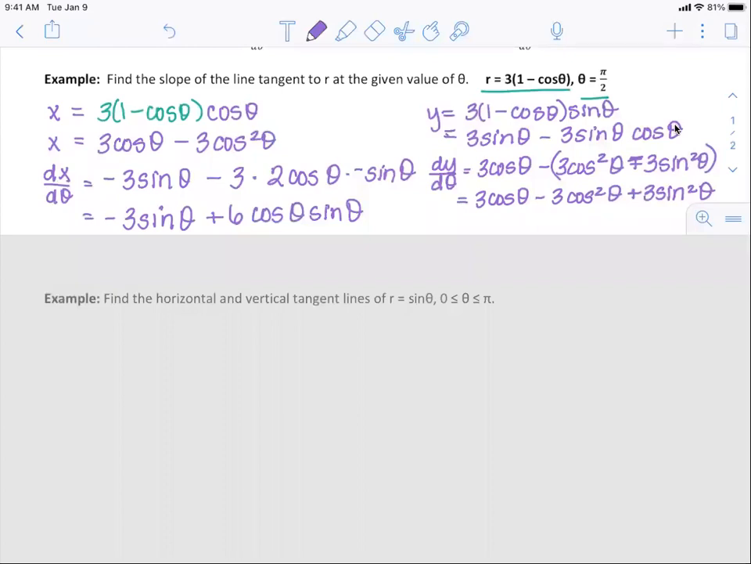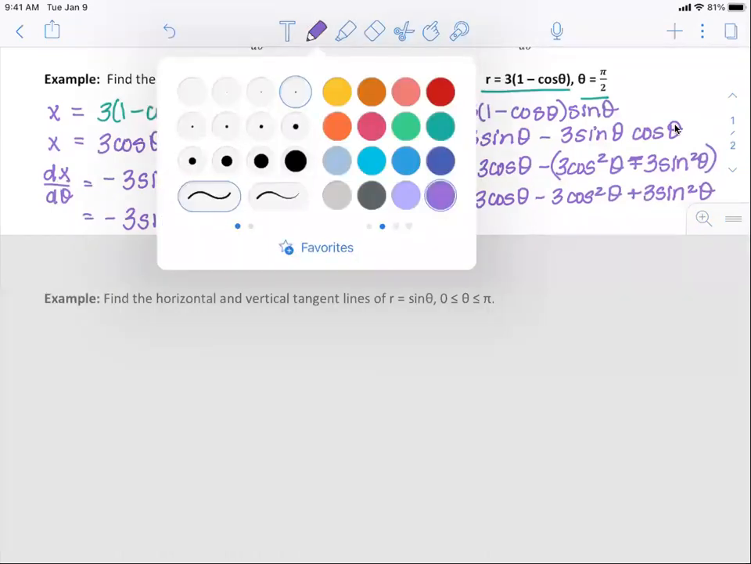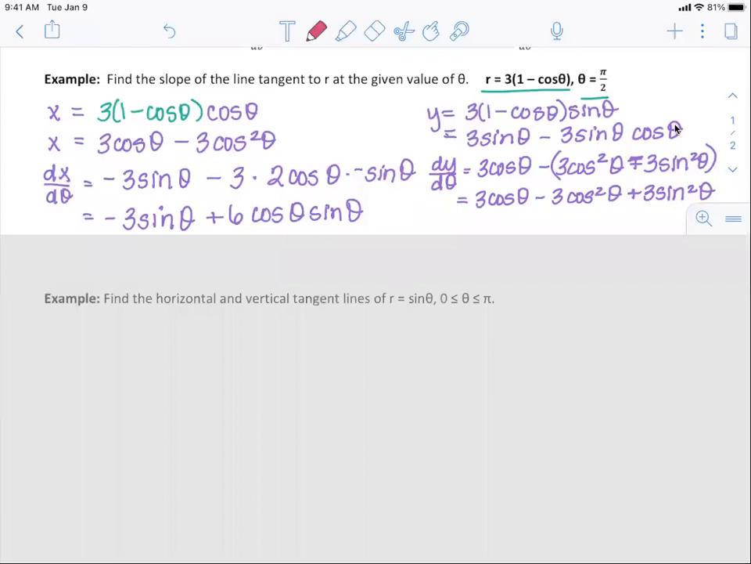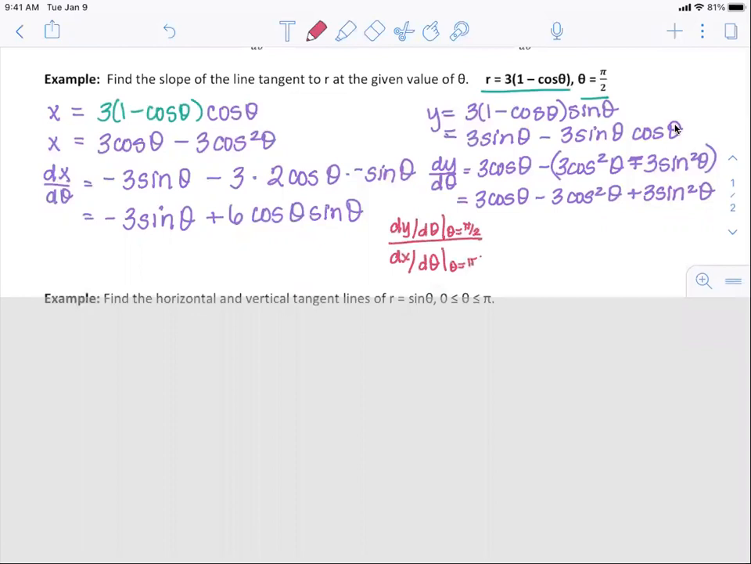And because we're going to plug in pi halves, we don't really need to worry about doing a lot of simplifying, because we're just going to go ahead and evaluate this. So what we need, and we can shorthand our notation a little bit here, is dy d theta at theta equals pi halves divided by dx d theta at theta equals pi halves. All right, dy d theta first. It's going to be the one on the right-hand side.